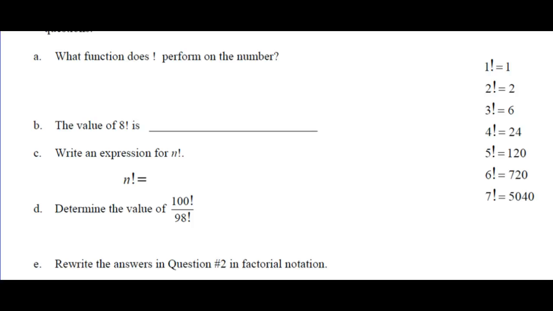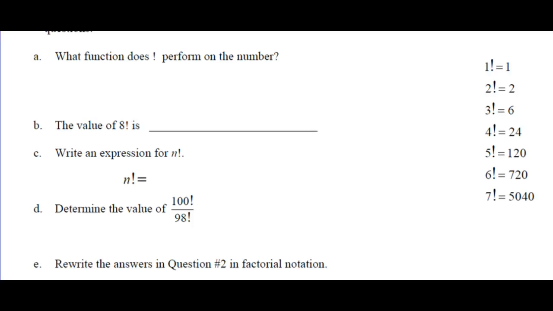With the implied exclamation mark. 6! Not 6. 6! Okay. Or we say 6 factorial so that if we actually read this. So 1 factorial is 1, 2 factorial is 2, 3 factorial is 6, 4 factorial is 24, and so on.